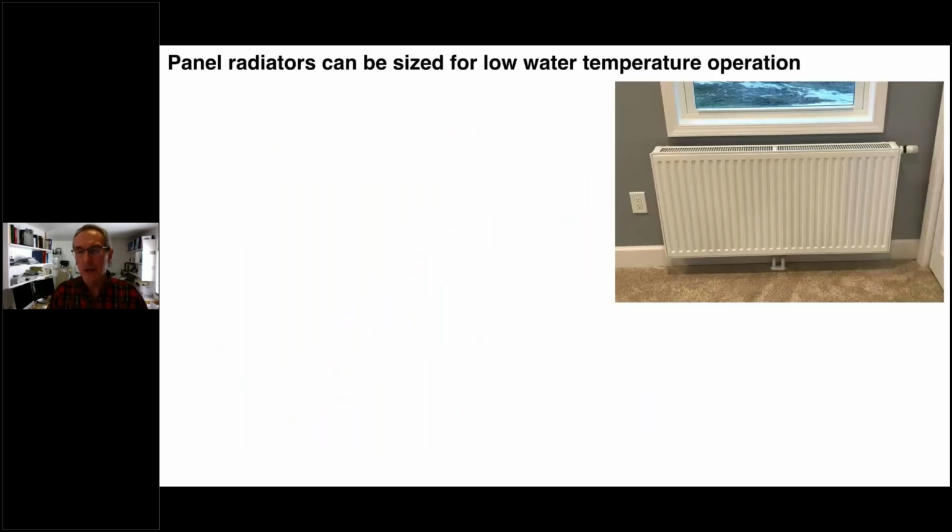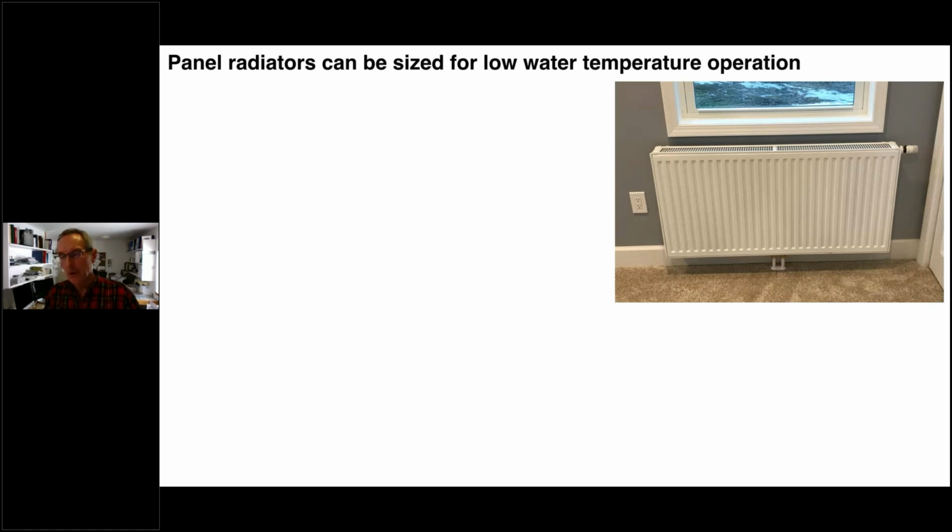Here's a panel rad that is nominally about 2 feet by 4 feet. You see the two tubes coming up from the bottom. That's 1/2-inch PEX aluminum PEX tubing. Over in the upper right corner, that's a thermostatic valve that allows you to control the output of that radiator. But this is basically what they look like.